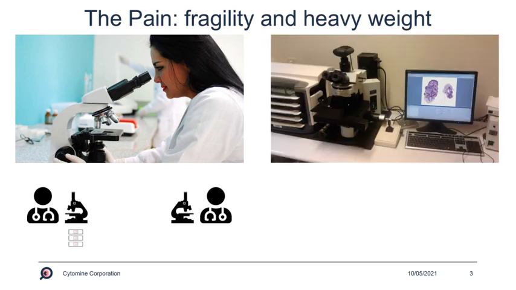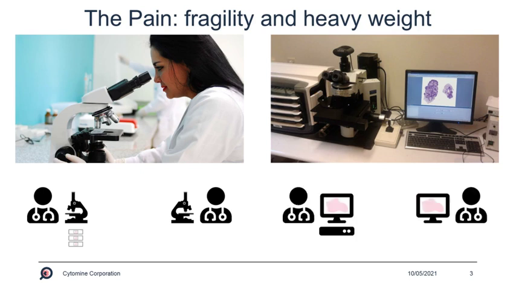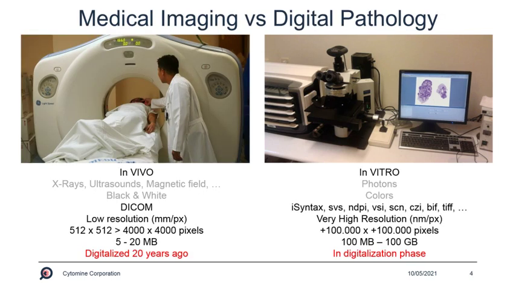When the first robotized microscopes and the first whole slide scanners appeared on the market a decade ago, the dream was that transforming these slides into images would make collaboration between pathologists easier. But digital pathology images are not as simple to share as classical imaging ones, and here is why.